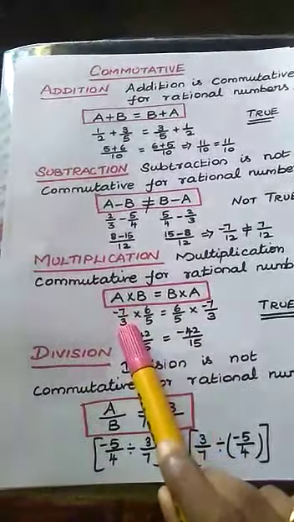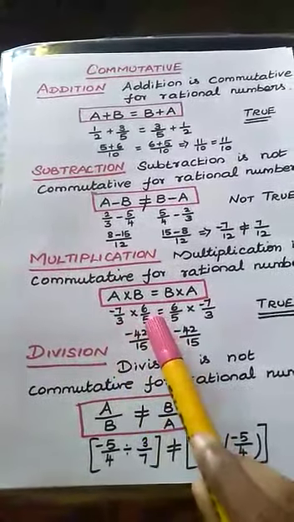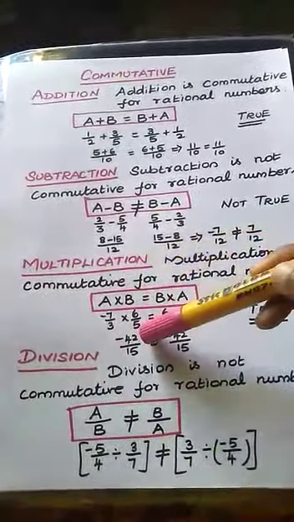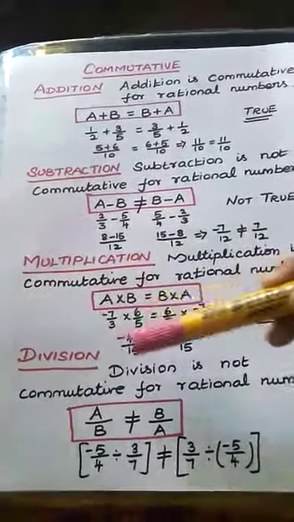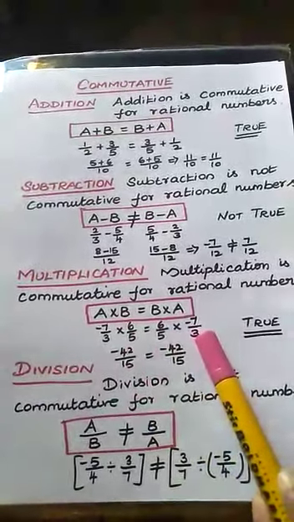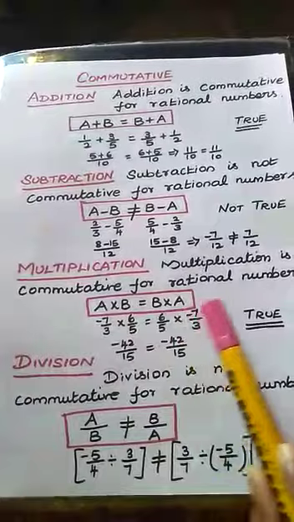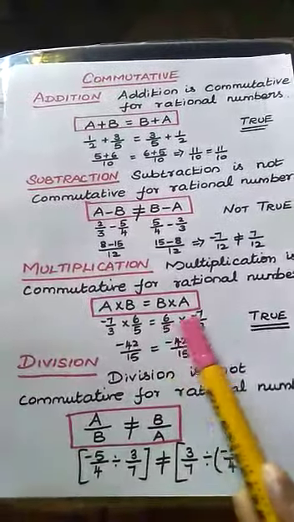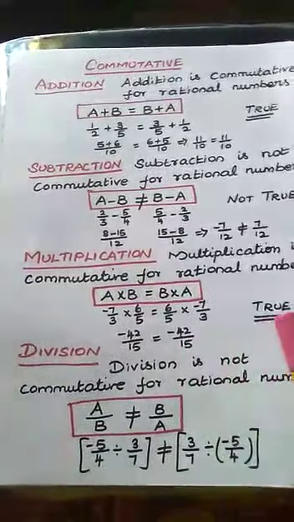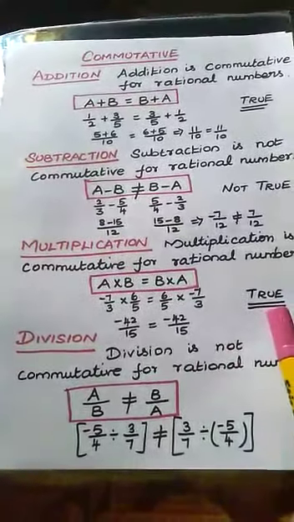Minus 7 by 3 is one rational number, a negative rational number. 6 by 5 is one positive rational number. Multiply the value. 7 into 6, 42. Plus into minus, minus. The denominator value 3 into 5, 15. Again we have to follow the same method in RHS. 6 into minus 7, minus 42. 5 into 3, 15. So LHS value is equal to RHS value. Commutative property is true in multiplication.